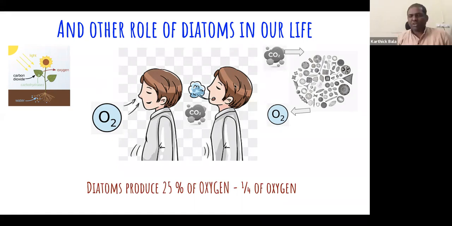Likewise, diatoms are also microscopic plants. They also take in carbon dioxide and release oxygen. We took 4 breaths, right? The last breath, that oxygen we inhaled, comes exclusively from diatoms, because diatoms make 1/4 of global oxygen. I repeat, diatoms make 1/4 of global oxygen. 25% of the oxygen in the atmosphere is made by diatoms. So this is the function of diatoms, guys. Diatoms help us breathe. They help us stay alive.